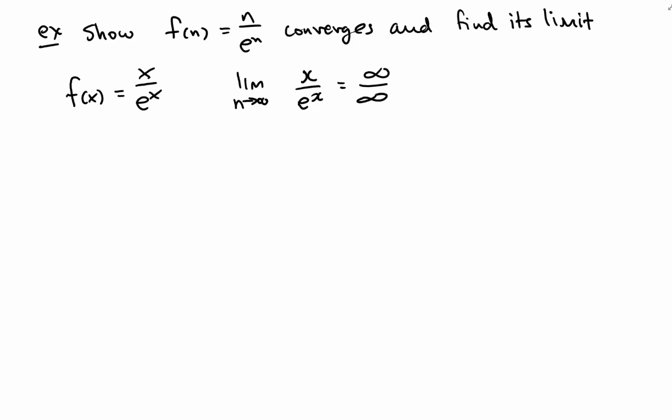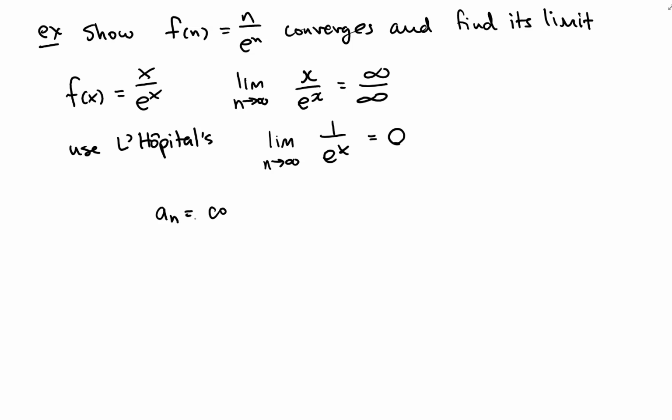But we have some tools that can help us, and one of those tools is L'Hopital's rule. So if we use L'Hopital's, we can take the derivative of the numerator and the derivative of the denominator, which is 1 over e to the x, and now when we apply the limit, we get 0. So this function or sequence, a sub n, converges, and it converges to the value of 0.